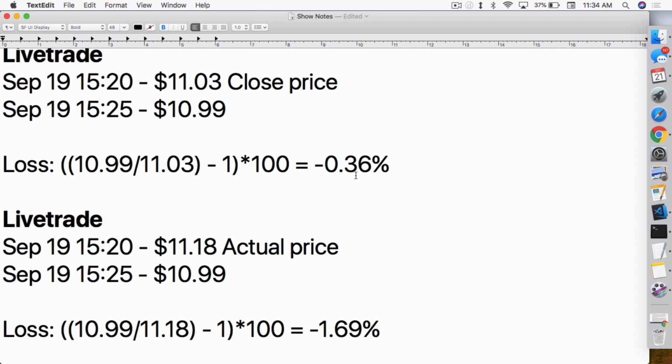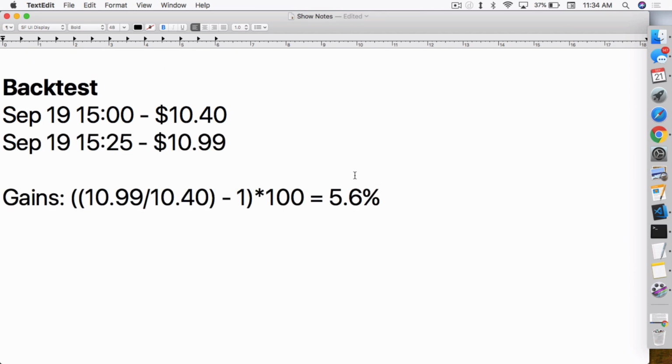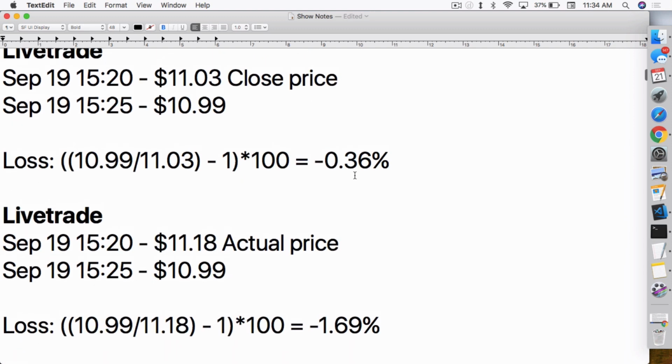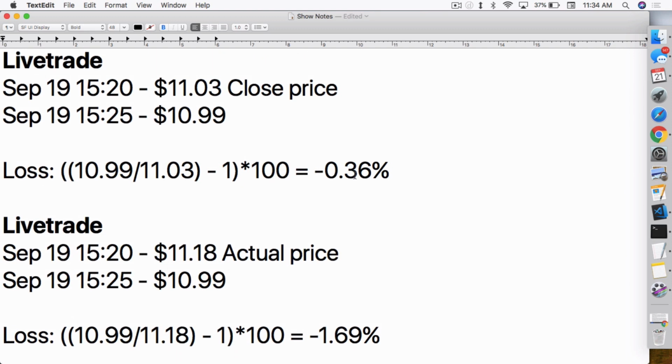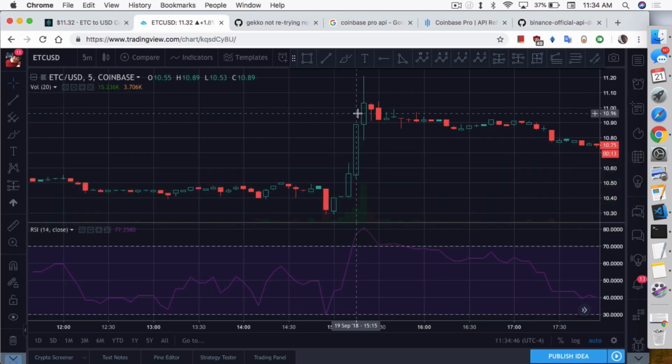But the main thing is, this would have been a gain on a backtest. On the backtest, I would have made $5.60 on $100. But instead, in live trade, I ended up losing 36 cents. So this is the problem we have with Gekko. Now that's just based on the close price. If you were following just the close price, you'd think, okay, this is not so bad, you're only losing less than 1%, like a third of a percent.